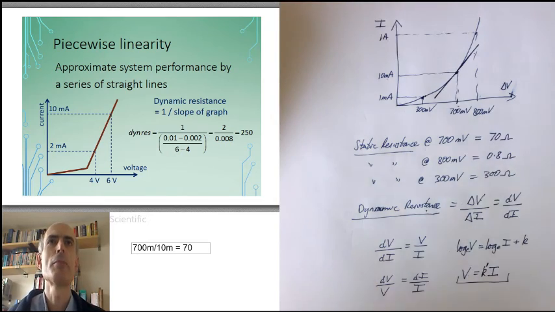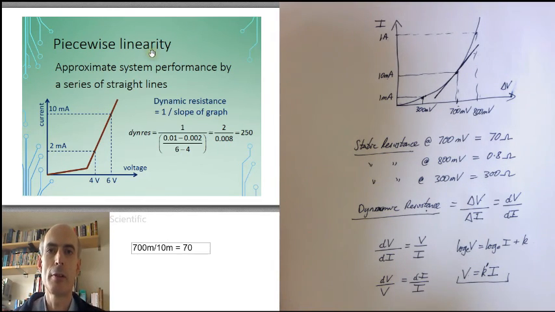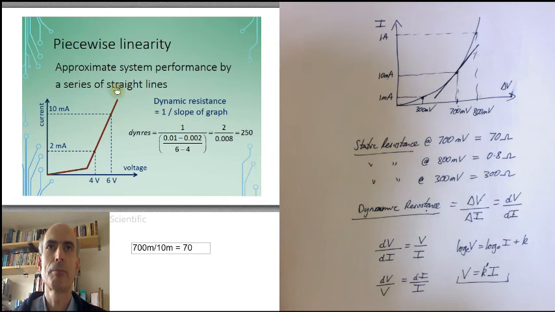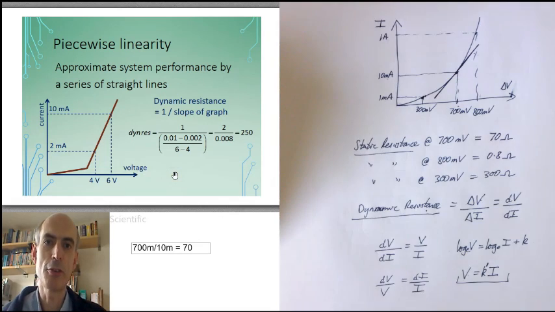Final topic in this talk is the concept of piecewise linearity. Sometimes when we don't have an algebraic expression for the relationship between the current and the voltage through a component, we approximate the empirically measured relationship by a series of straight lines. In this case, we have a dynamic resistance which is constant over a certain range. It's another approximation, but this is the approximation that is used to represent Zener diodes in breakdown in the quiz app.